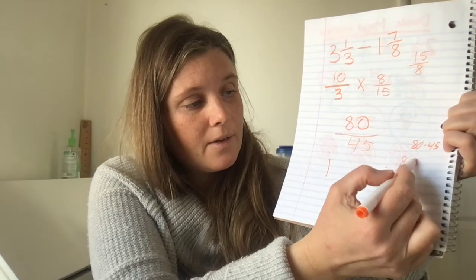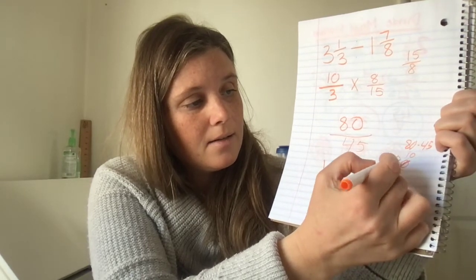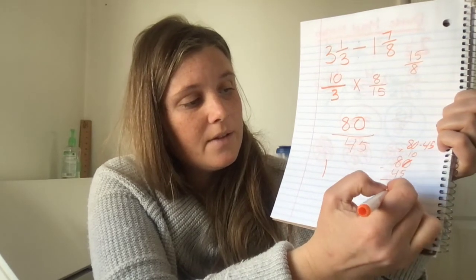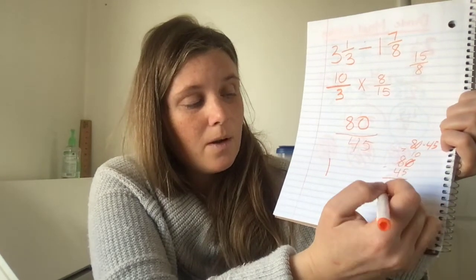0 take away 5 we can't do. Let's make that 10. This 7. 10 take away 5 is 5. 7 take away 4 is 3.